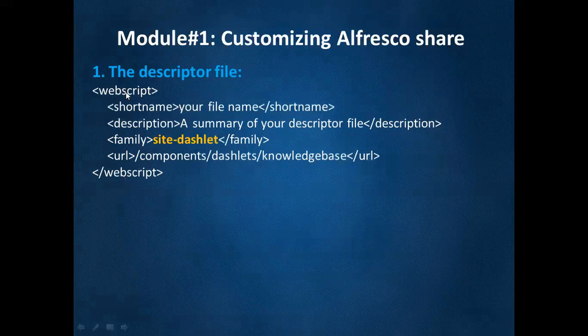Between the web script tags will be a short name, and inside the short name tags, you will give your file name. After that, in the description tag, you will give a summary of your descriptor file. After that will be a family tag, and inside you will give where you want to set this dashlet.